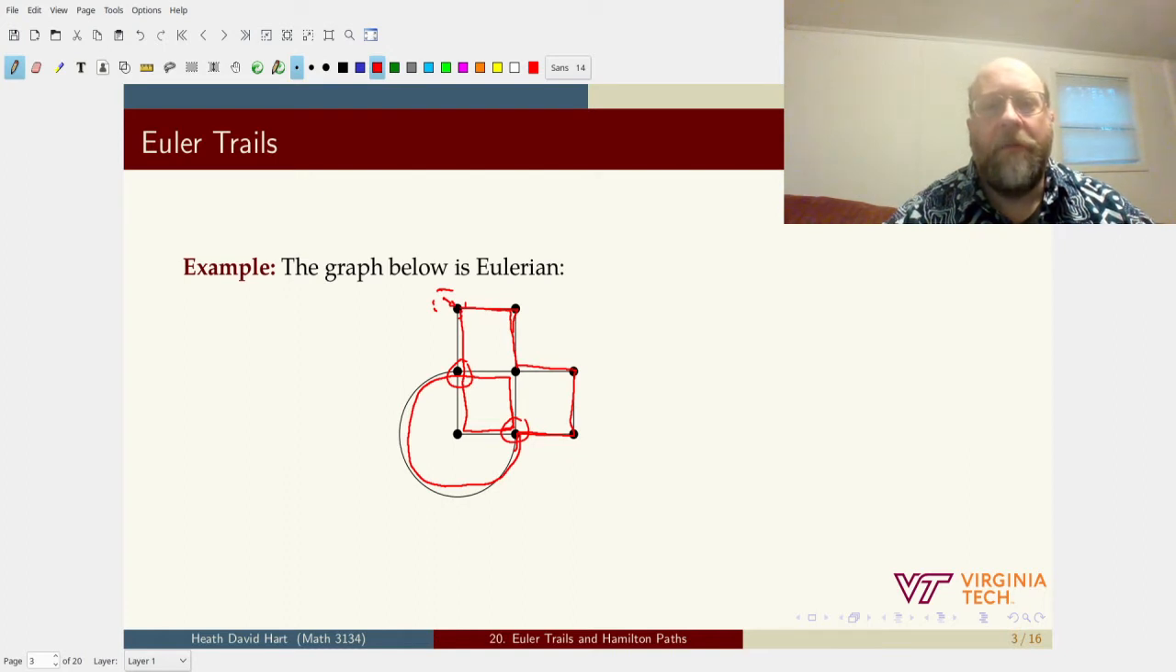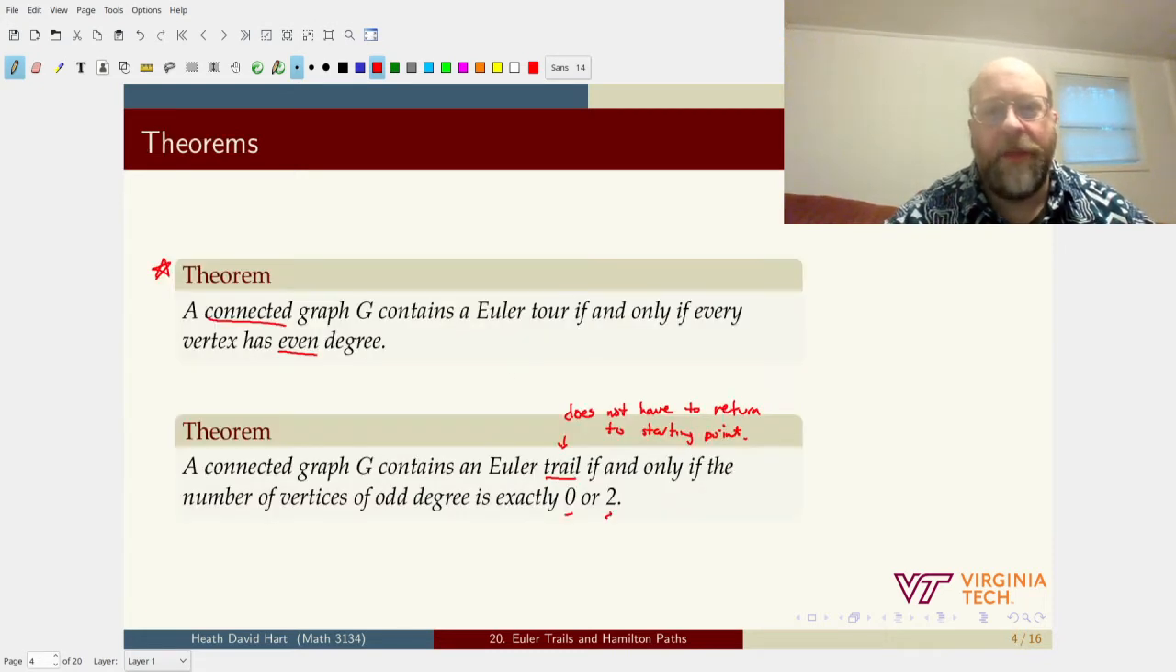Every time we enter and leave a vertex, that takes 2 edges, and since we have to go through every single edge, every vertex has to be hit twice, except for possibly the one at the beginning and the end. And that's where we get the possibly 2 odd-degree vertices in the second theorem.